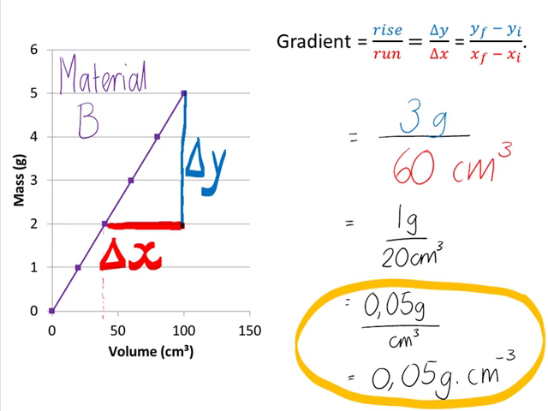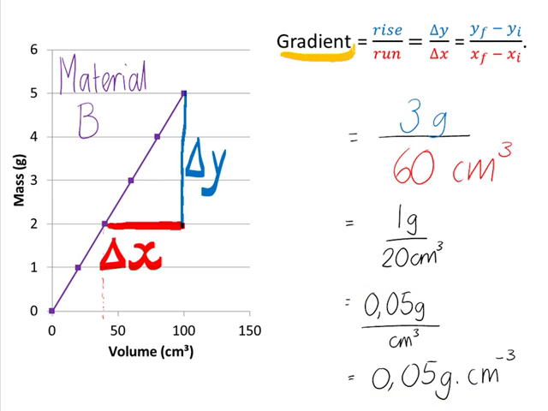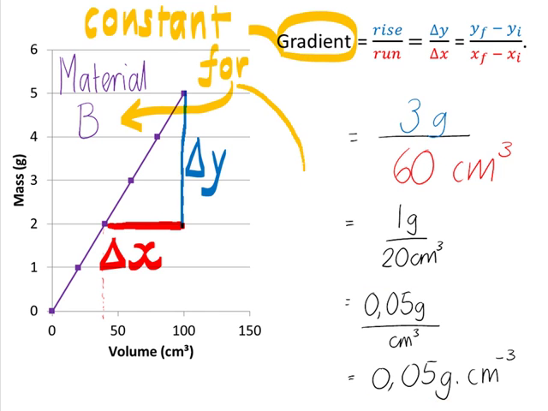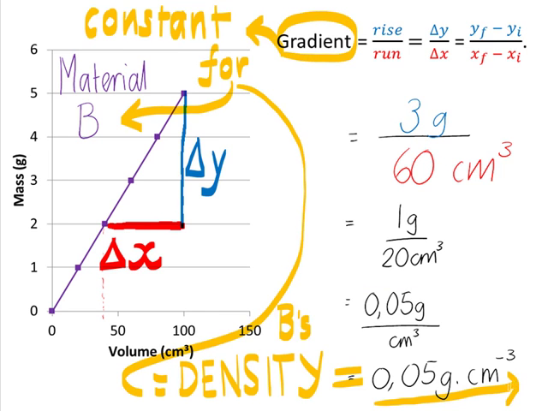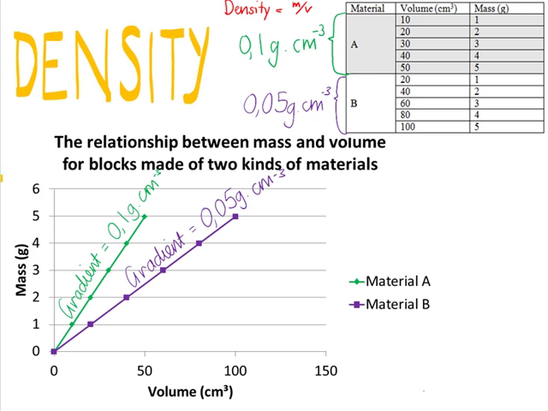It doesn't matter what triangle you take. Within that same straight line, you will always find the rise over run, the gradient. In other words, the ratio of mass to volume, a constant value, which is the density of that particular material.